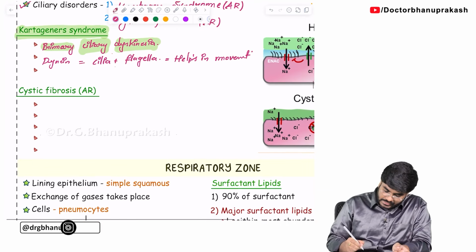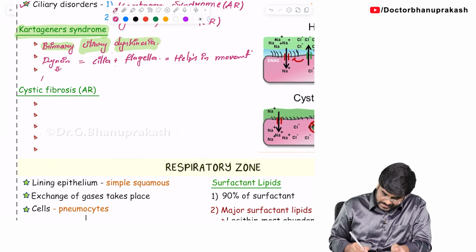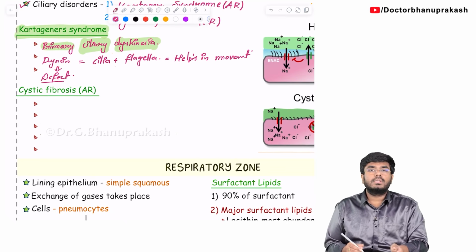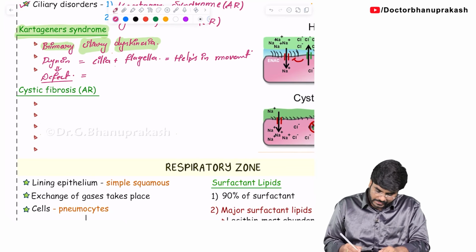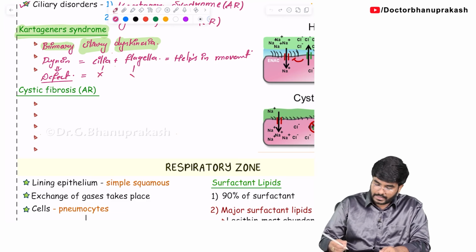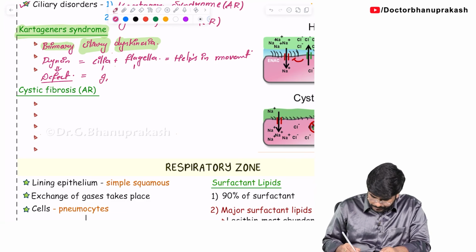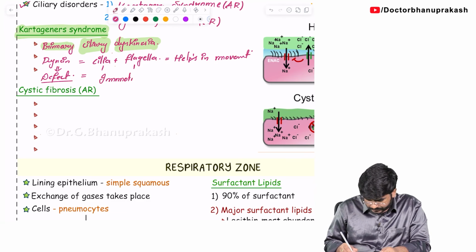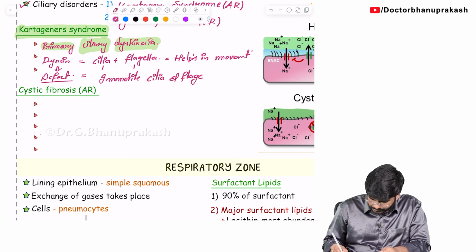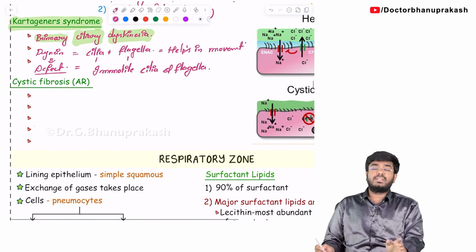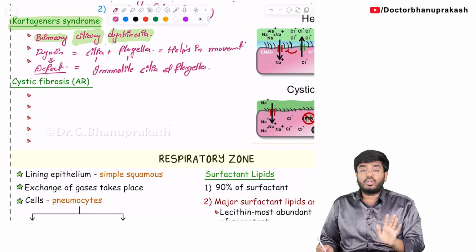But what happens in Kartagener syndrome? There is a defect in dynein. Now, whenever there is a defect in dynein, do you think cilia will move? No. Flagella, do you think will move? No. So, there is going to be immotile cilia and flagella. Cilia is not beating, and flagella is not beating.